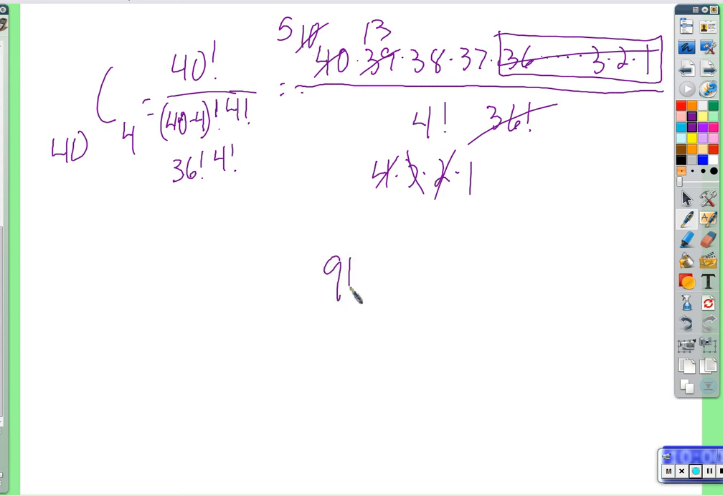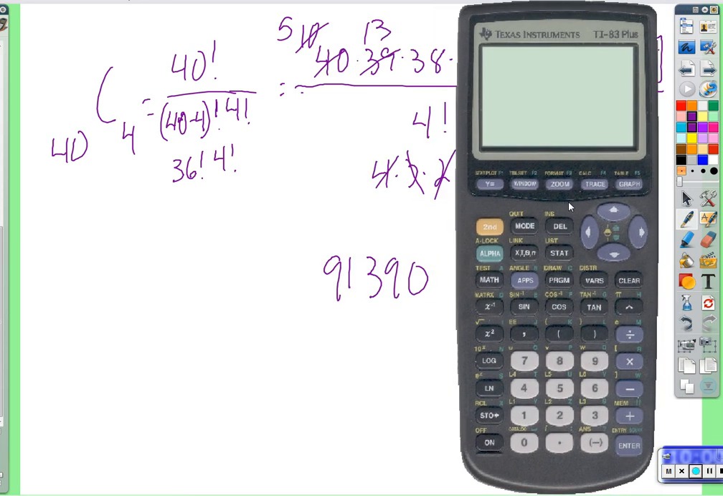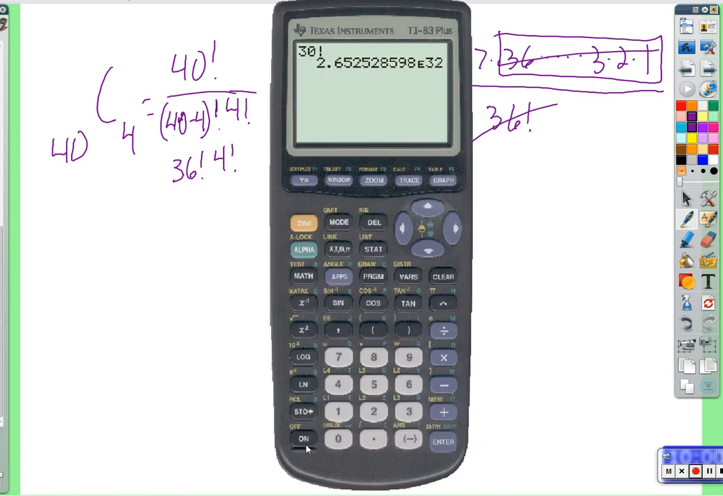91,390. 91,000? Okay, you said 300 and what? 390. Let's check. Because you might have done it right, but there's a good chance you may have done it incorrectly. So 40 factorial, we know where to get that. Divided by. I have 2 different answers. You did it 2 different ways? Yeah. Okay. So if I do it, this is the most common mistake.